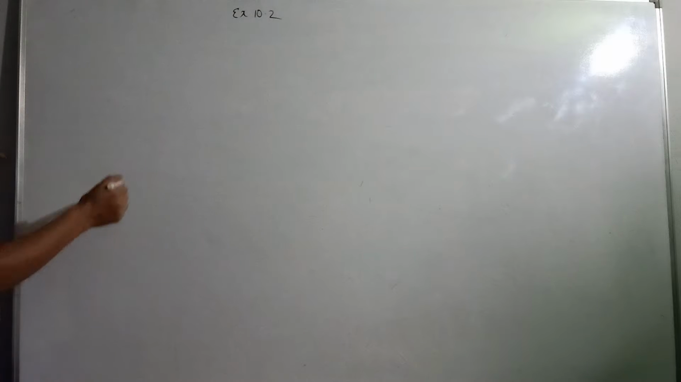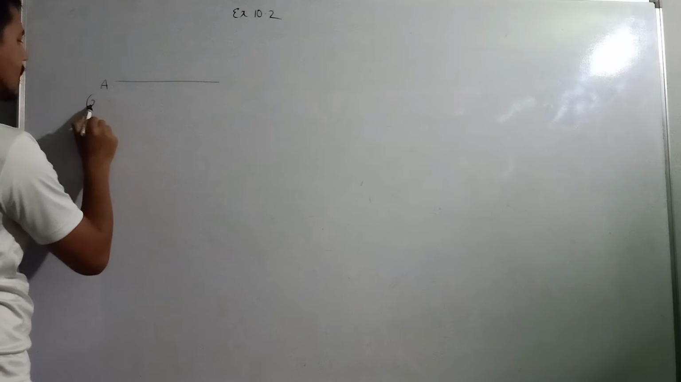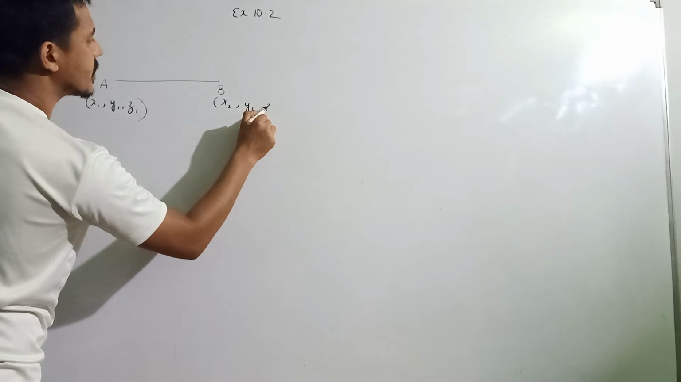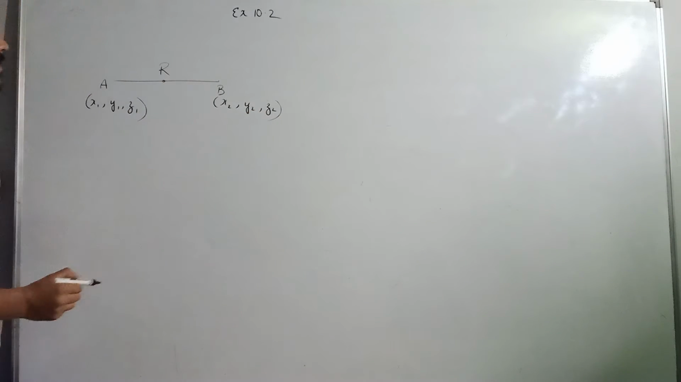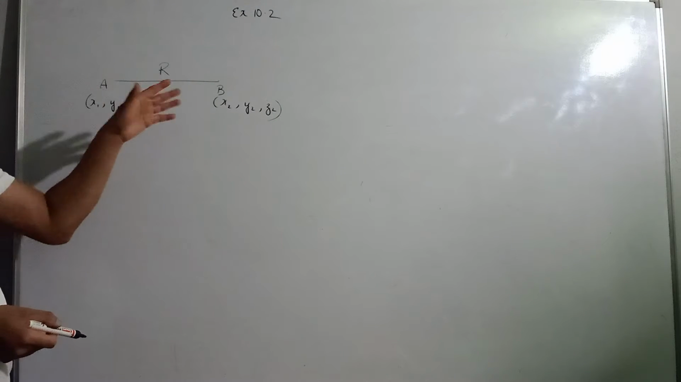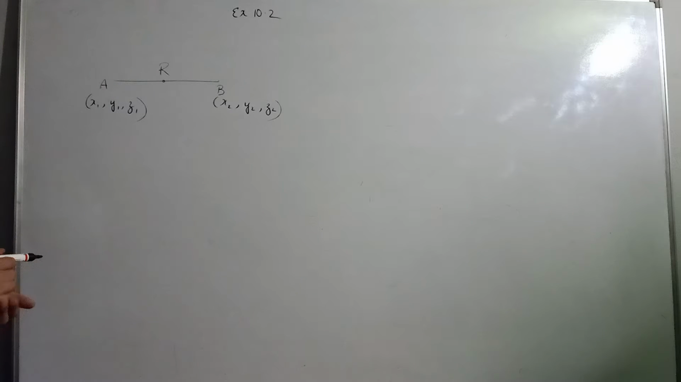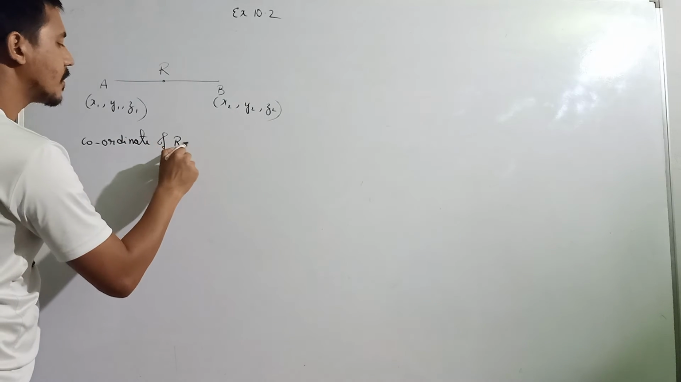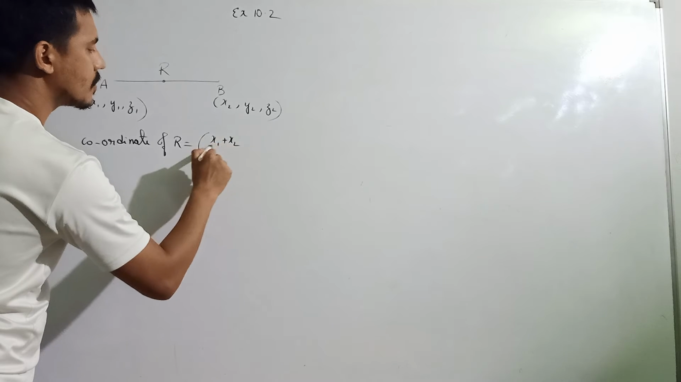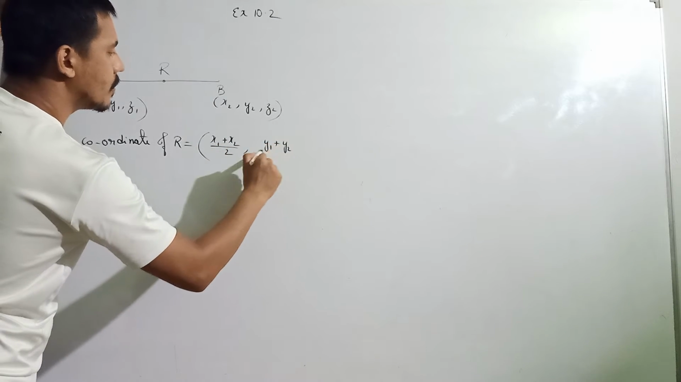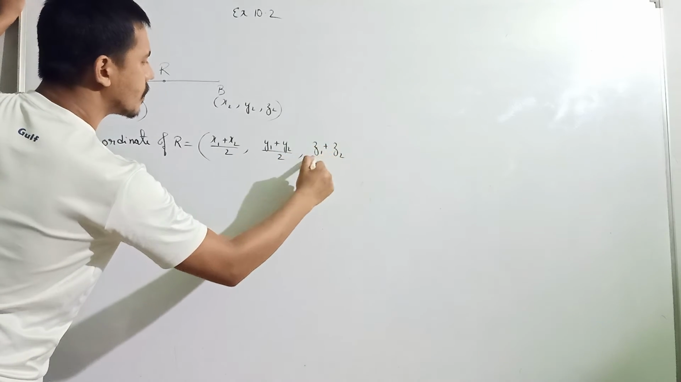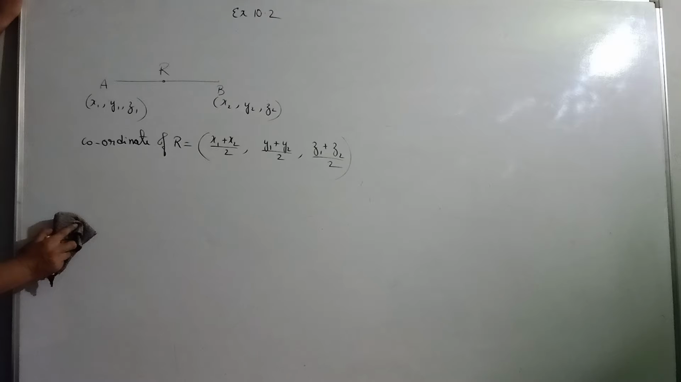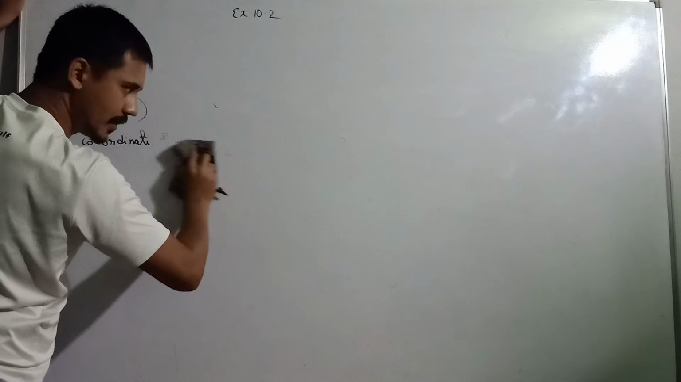See, in section formula, suppose there is a line joining 2 points A, x1, y1, z1 and B, x2, y2, z2. Let's say R is the midpoint of AB. R is the midpoint of AB means R divides AB into 2 equal parts. No ratio is required. In that case, the coordinate of R will be given by x1 plus x2 upon 2, y1 plus y2 upon 2, z1 plus z2 upon 2. That was the coordinate of the midpoint of the line joining any 2 points.